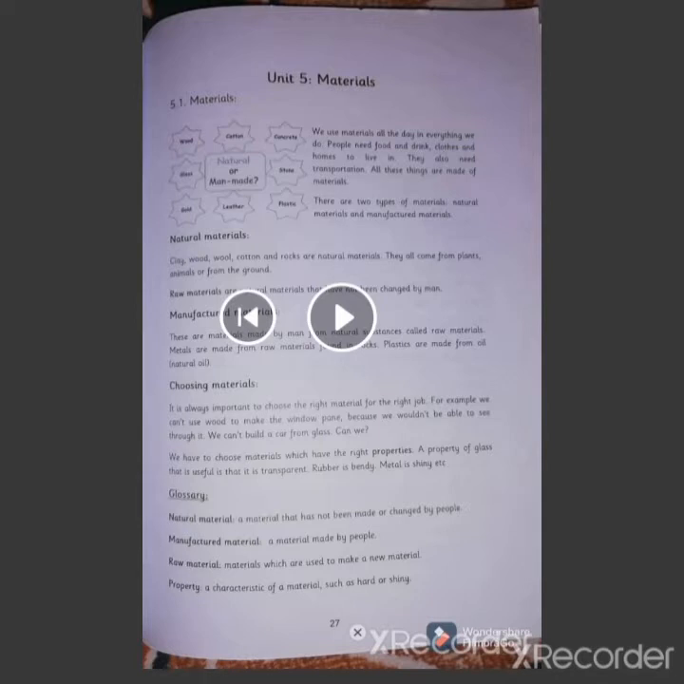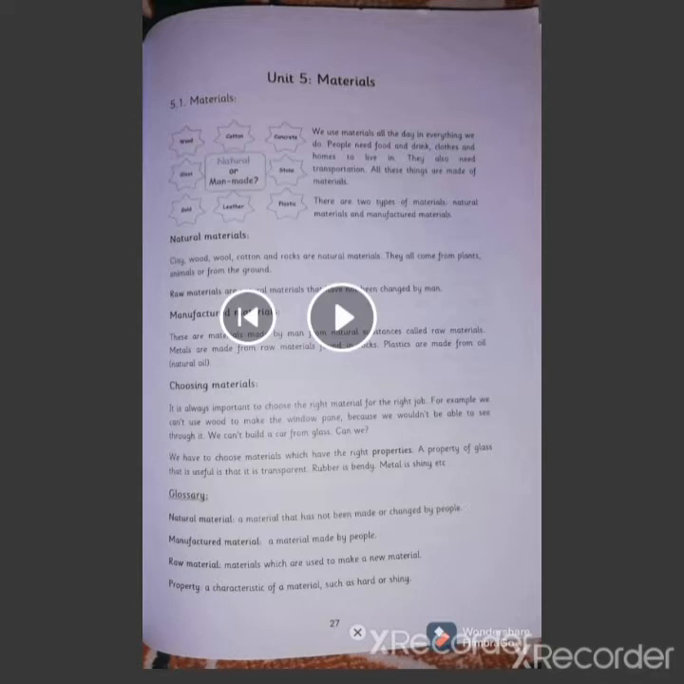Next paragraph. There are two types of materials, natural materials and manufactured materials. Natural materials means that we find these things in nature. We don't have to make them ourselves. And manufactured materials means that we need to create these things on our own for other things that we need.